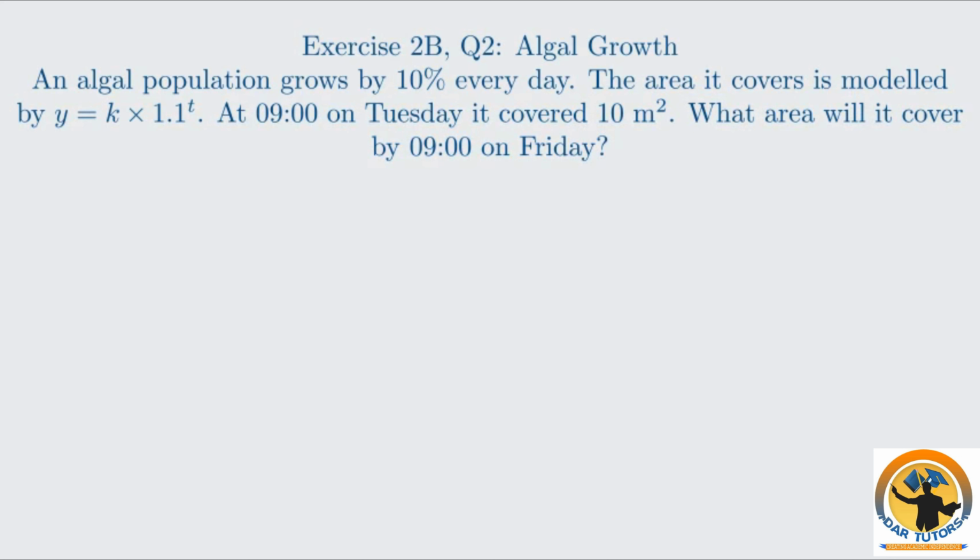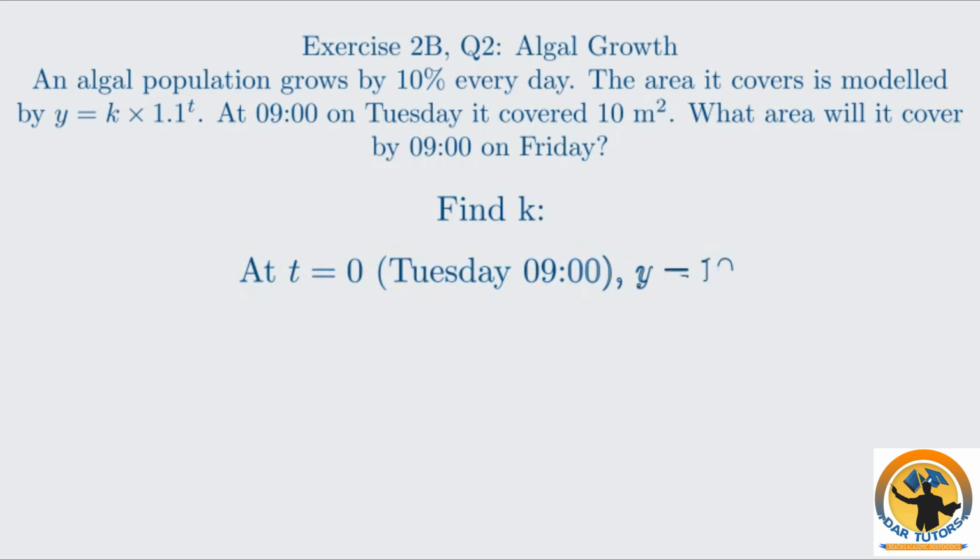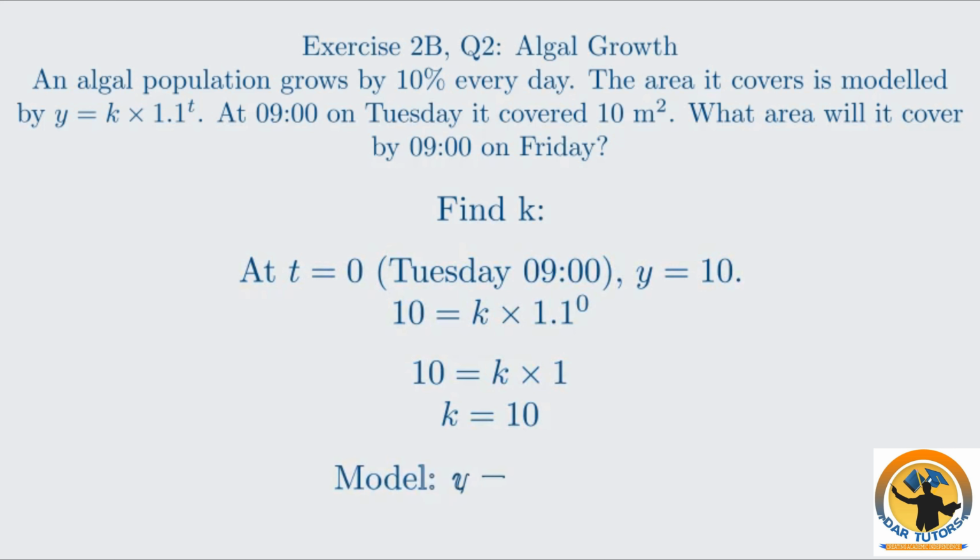First, let's find the value of the constant k. We know that at t equals 0, which we'll set as Tuesday at 9 a.m., the area y is 10. Plugging these values into our model, we get 10 equals k times 1.1 to the power of 0. Since 1.1 to the power of 0 is 1, we find that k equals 10. So our complete model is y equals 10 times 1.1 to the power of t.